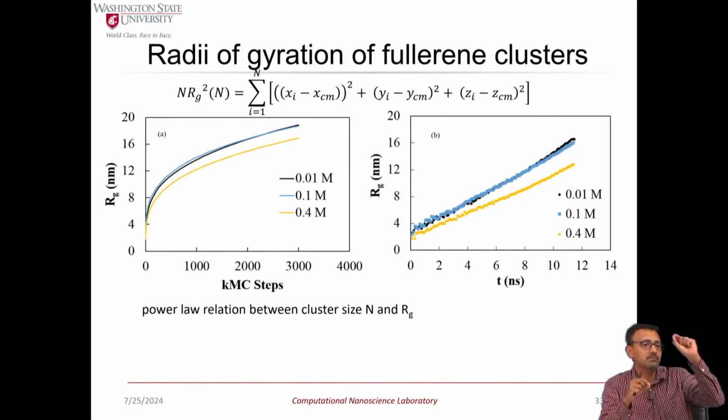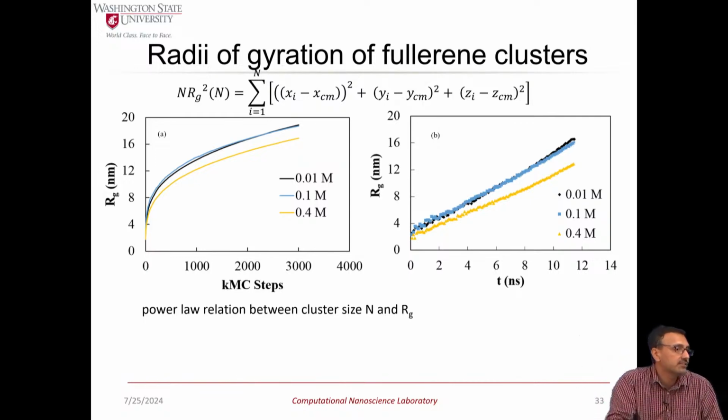So basically what you're capturing is how far you are from the center of mass of this cluster. For each fullerene in the cluster, you run the calculation for how far it is from the center of mass. That way you get a feel for the distribution in this cluster, whether it's compact or spread out.